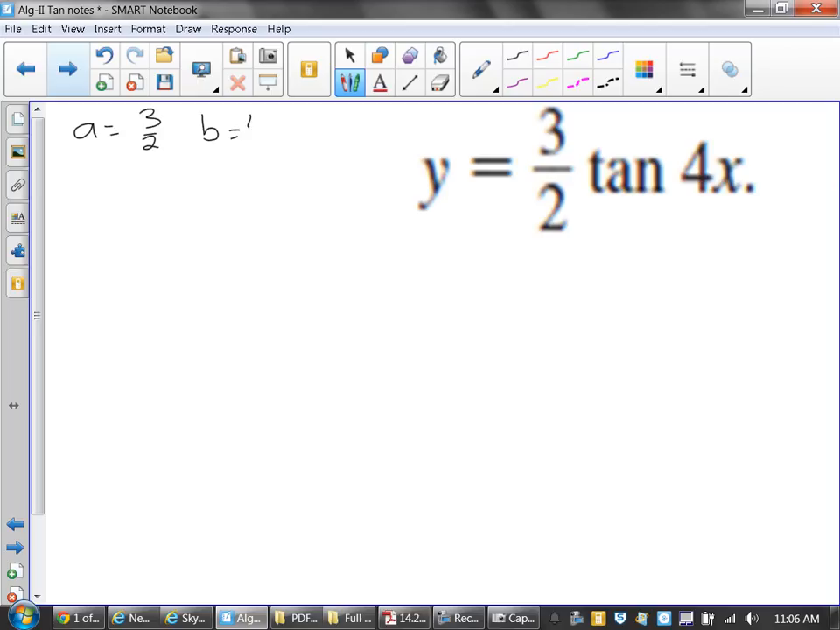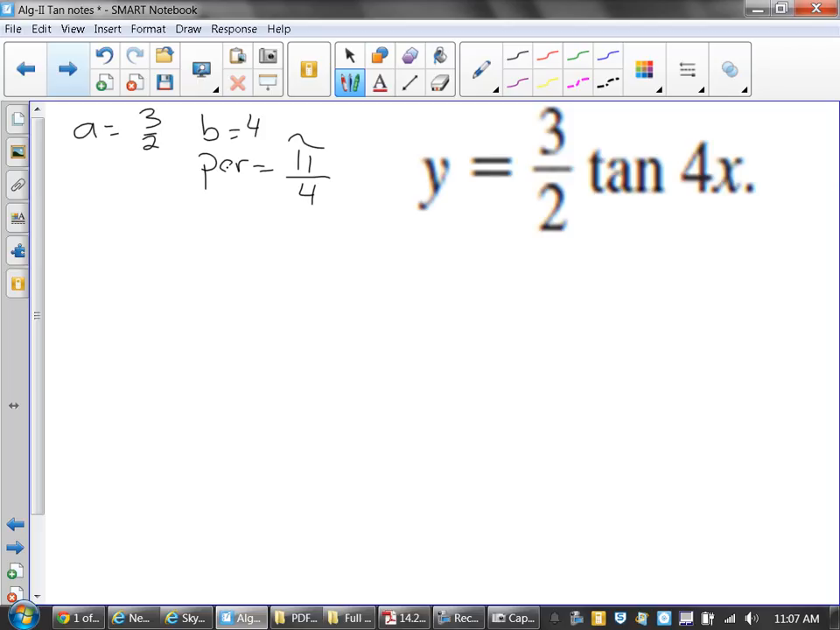B is 4. That means my period is going to be pi over 4. That means my asymptotes will be placed pi over 4 apart. Does that mean it's pi over 4 from the origin, or the whole thing? The whole thing. The distance between the two asymptotes will be pi over 4.